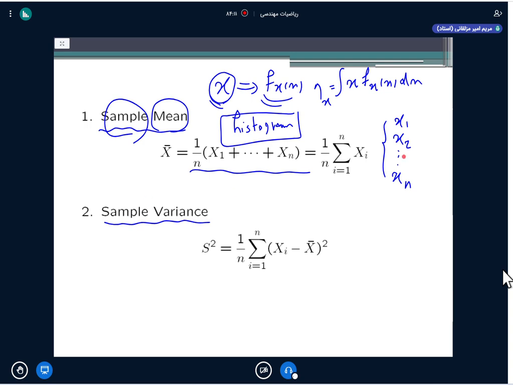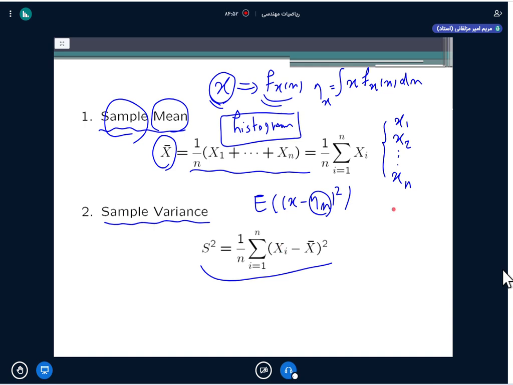Also, we can compute the sample variance from the samples. How can we compute it? We know the formula of variance is like this, so to compute variance we need the mean of x. So at first, to compute the sample variance, we compute the sample mean. We simply sum the values of the samples and divide by n. When we compute this value, then we use this formula to compute the sample variance.